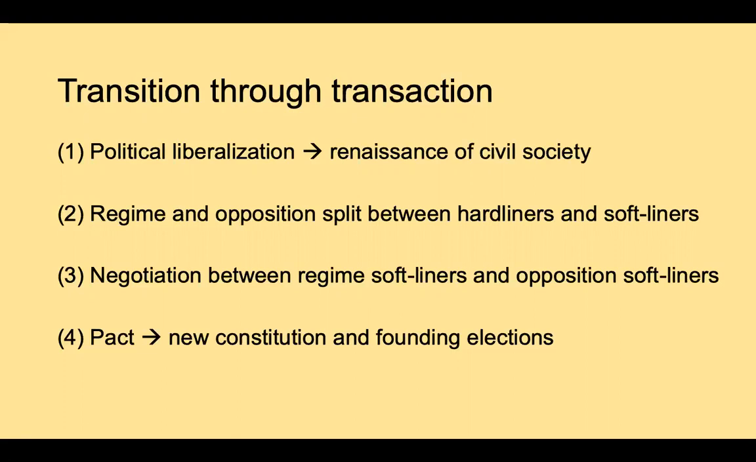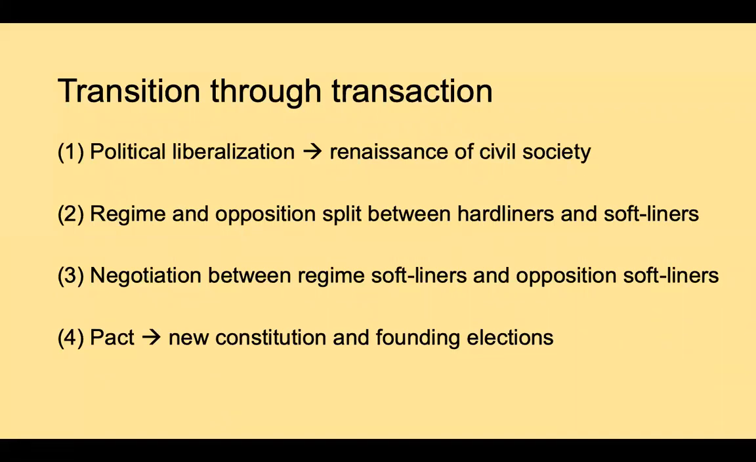Both the authoritarian elite and the civil society opposition to the authoritarian elite have 2 factions. Those factions are hardliners on the one hand. The hardliners in the regime don't want to give up power at all. The hardliners in the opposition don't want to negotiate with the regime. But both sides, the regime and the opposition, are also composed of softliners. The softliners disagree with the hardliners. The softliners want to negotiate. So the regime elite, the softliners, are willing to negotiate with the opposition. The opposition softliners are willing to negotiate with the regime.